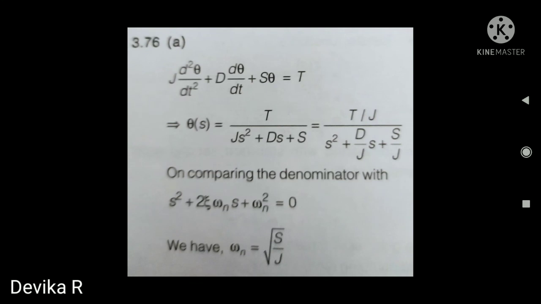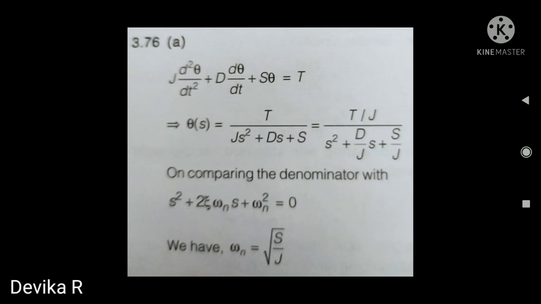So what they have given was J d squared theta by dt squared, just like that. Then convert into the transfer function, meaning theta of s will be on the left hand side, and take all the coefficients to the right side, to the denominator of the transfer function. Then we got the answer like this. But the transfer function characteristic will start with s squared, so just take J out. So the s squared will be there, plus D by J s plus S by J.